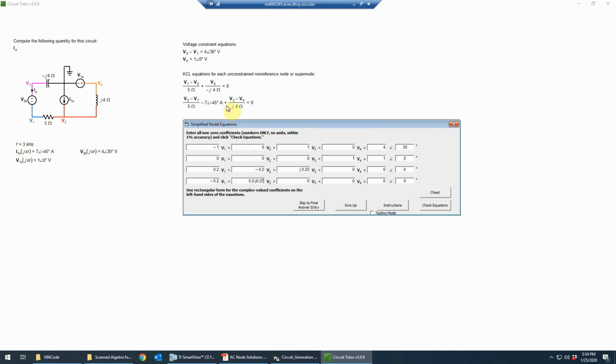Okay, there is no V3 here, so that has a coefficient of 0, and V4 will have a coefficient of negative 1 over j4, and that would correspond to negative 1 divided by j would be j, because j squared is negative 1. So that will be j 0.25. And finally, the constant term here gets added to both sides of the equation. So on the right-hand side, that becomes simply 7 angle negative 45 degrees.